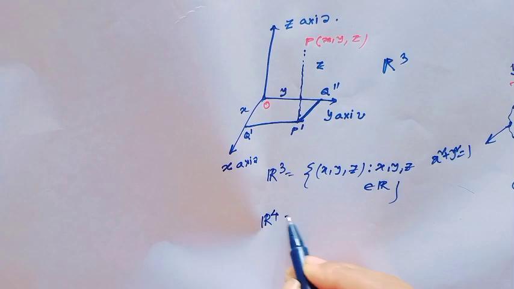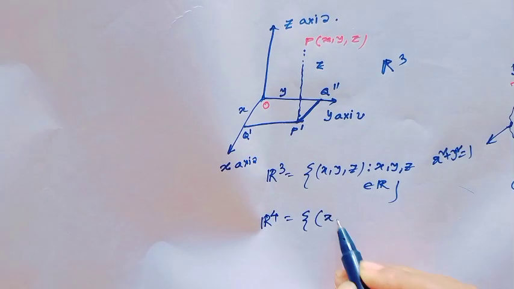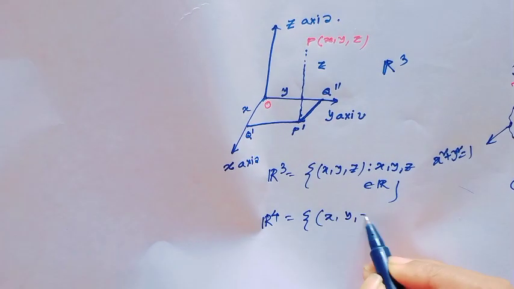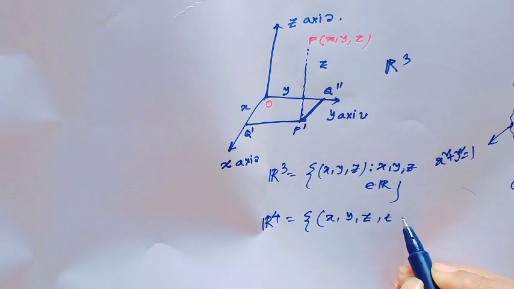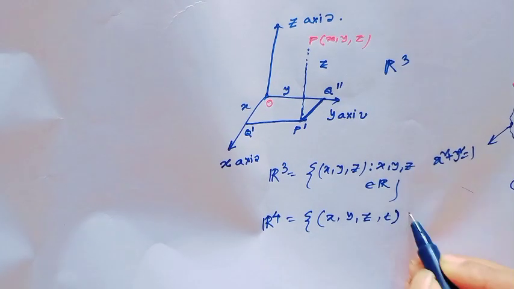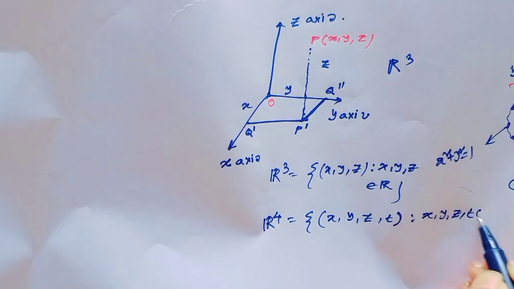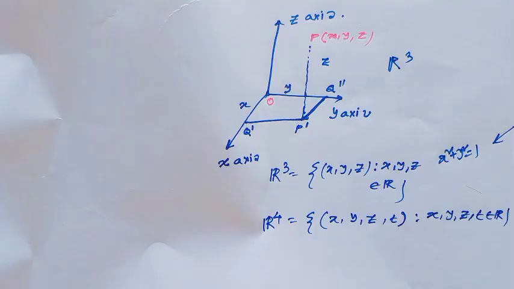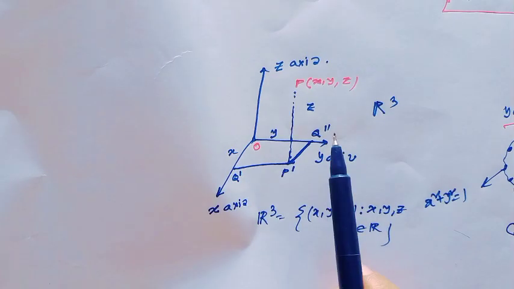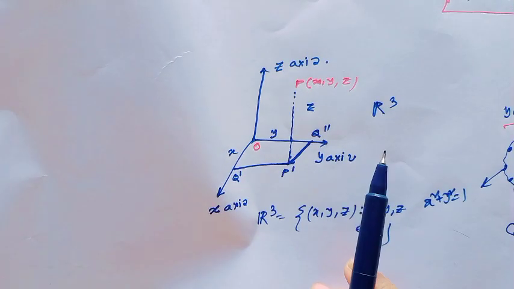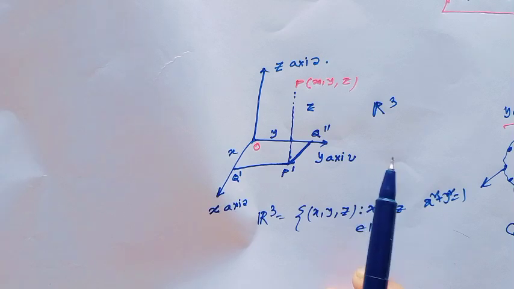R4 would be of a similar type to R3: (x, y, z, T). T means here the temperature, where x, y, z, T belong to R. This point is a vector because it has a magnitude and direction.